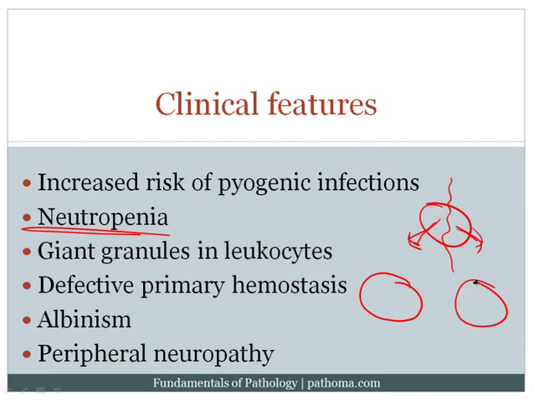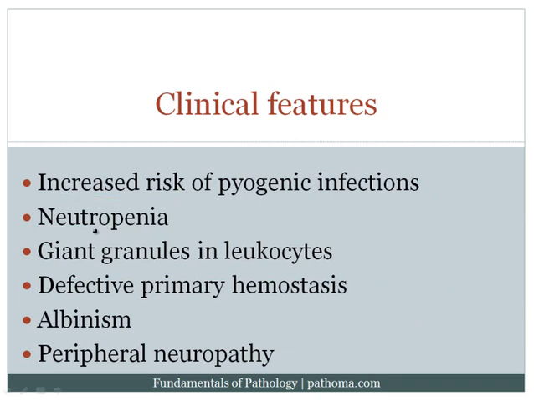However, if you're not able to move things around properly, you're not going to be able to divide properly, and therefore, because the neutrophils can't divide properly, there's a defect in generation of neutrophils within the bone marrow, and so these patients get neutropenia.